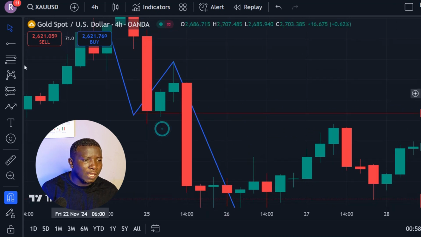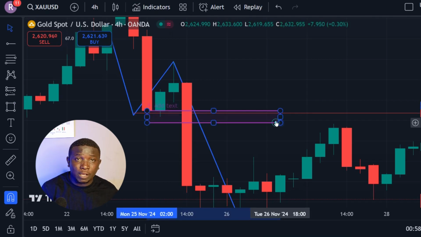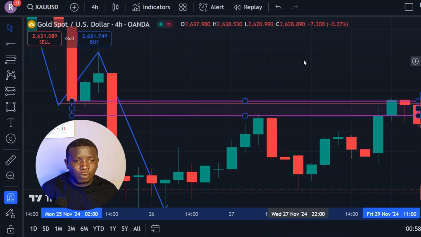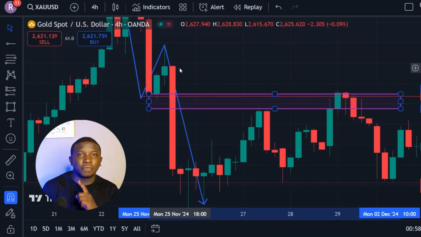So right about here, you want to go straight to this level and use a rectangle tool and draw from the wick of the candle down to the lowest peak of the candle, right? So right about here, you want to make sure that you have it drawn down to as long a level as possible, all right? So what I wanted to do after this is you want to go back to the 5 minutes time frame.